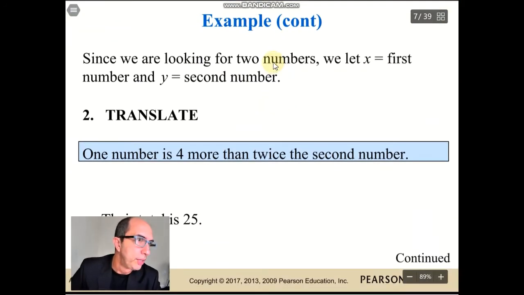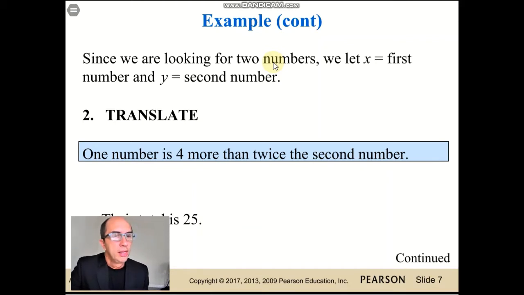Since we're looking for two numbers, we let x be the first number and y be the second number. X and y are the clear choices. They're kind of popular letters to be used as variables, but actually you can use any letters. You can choose your own letters. Let's go with the tradition, right? X and y.